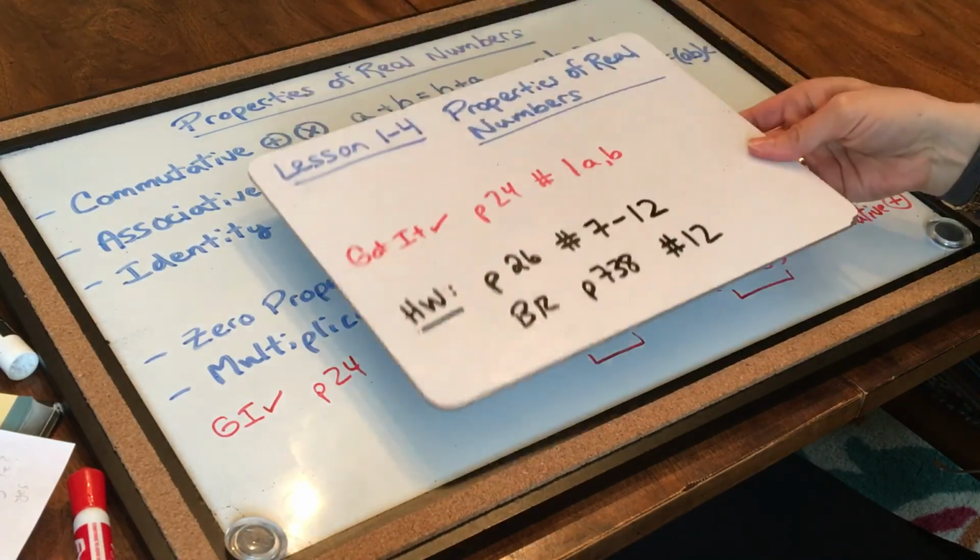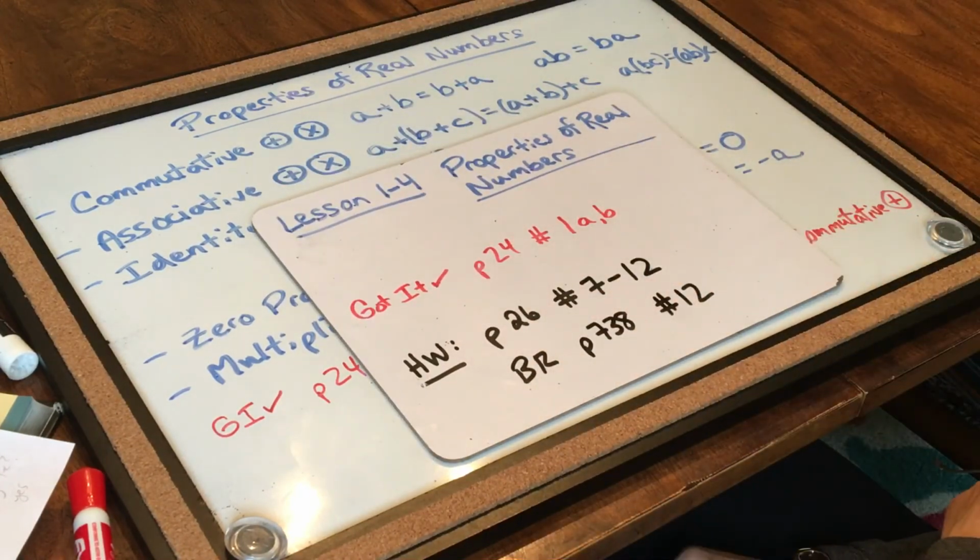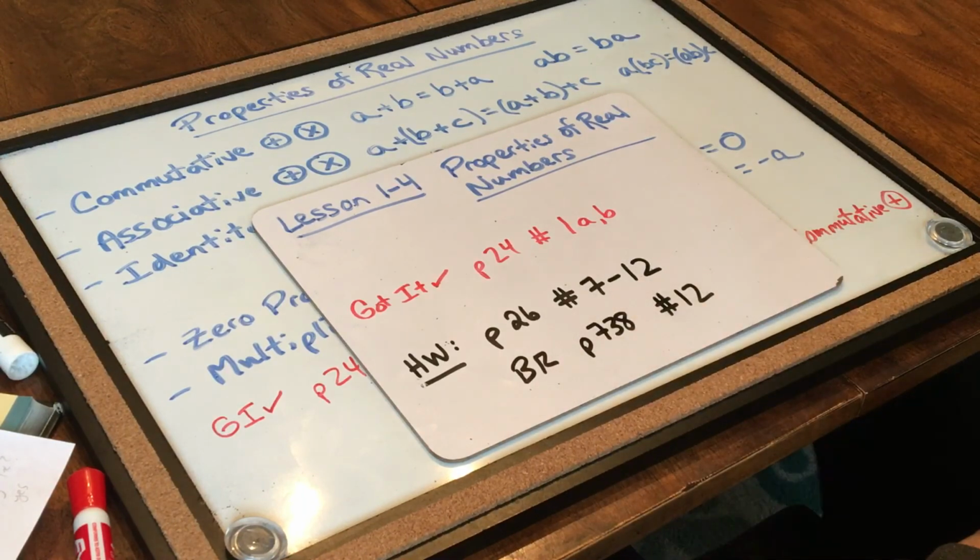All right, you should be ready to start homework. So remember, your homework is page 26, numbers 7 through 12, and your bell ringer, page 738, number 12.